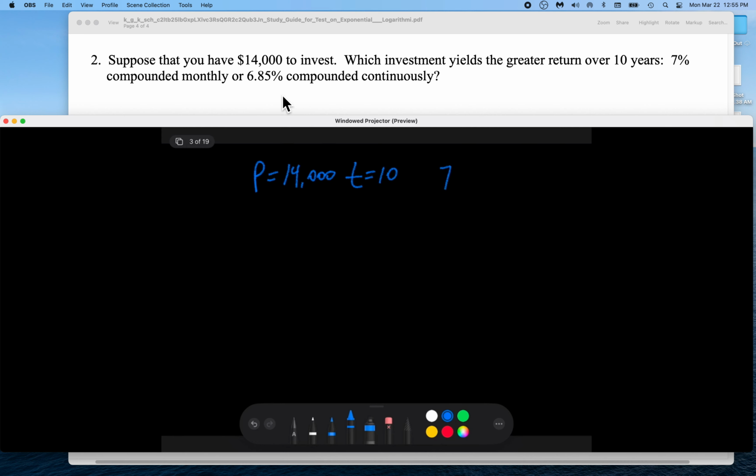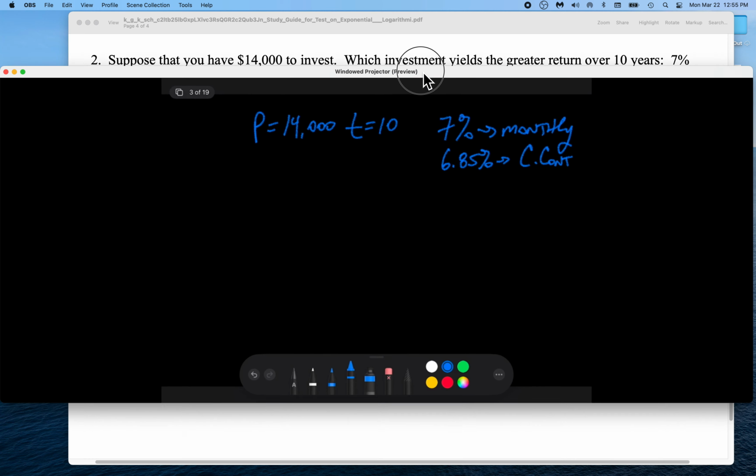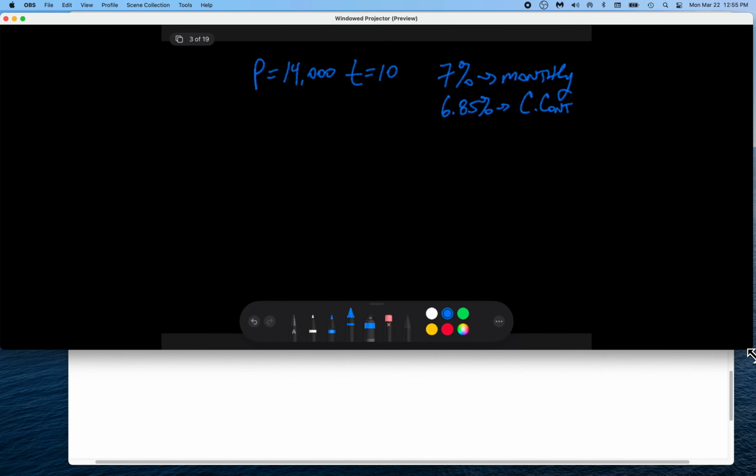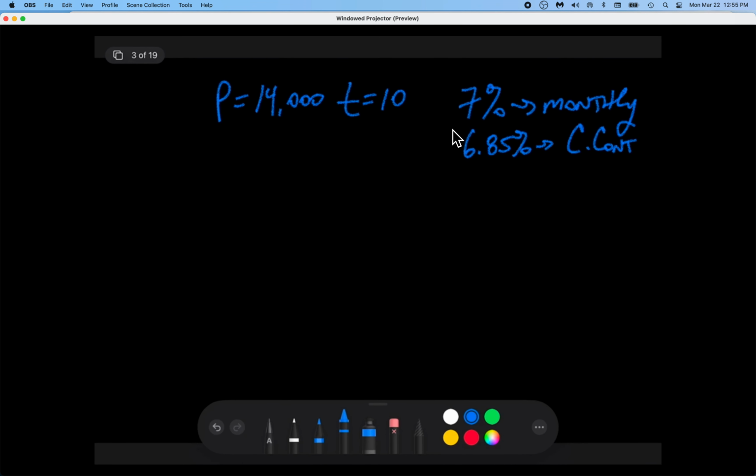7% compounded monthly, or 6.85% compounded continuously. You may have seen my previous video where we talk about these in great detail, but the bottom line is when you're compounding monthly, you use this formula. When you're compounding anything but continuously, you use this one.